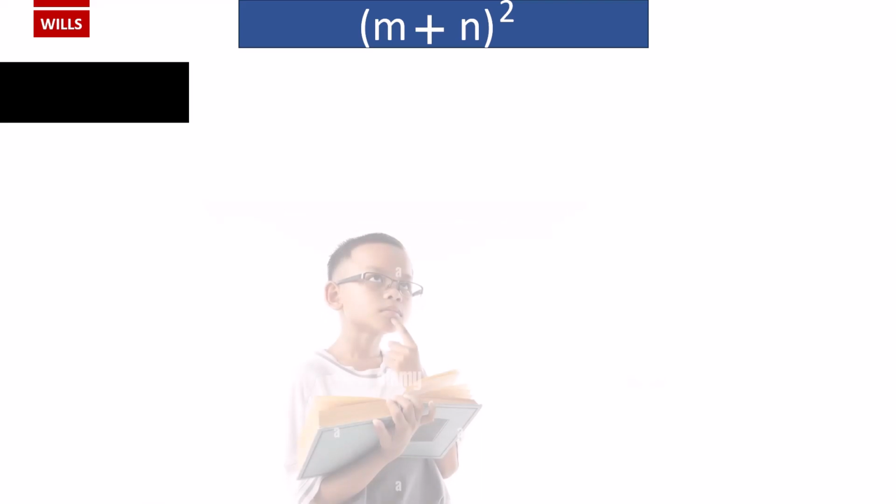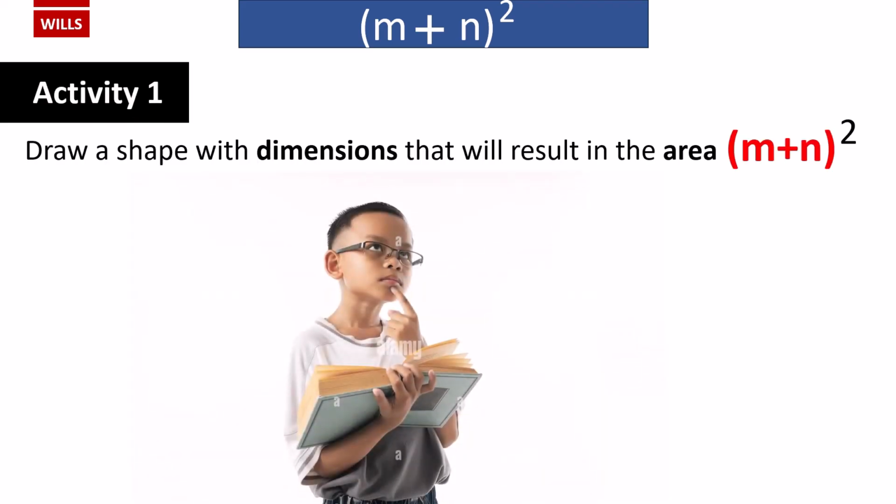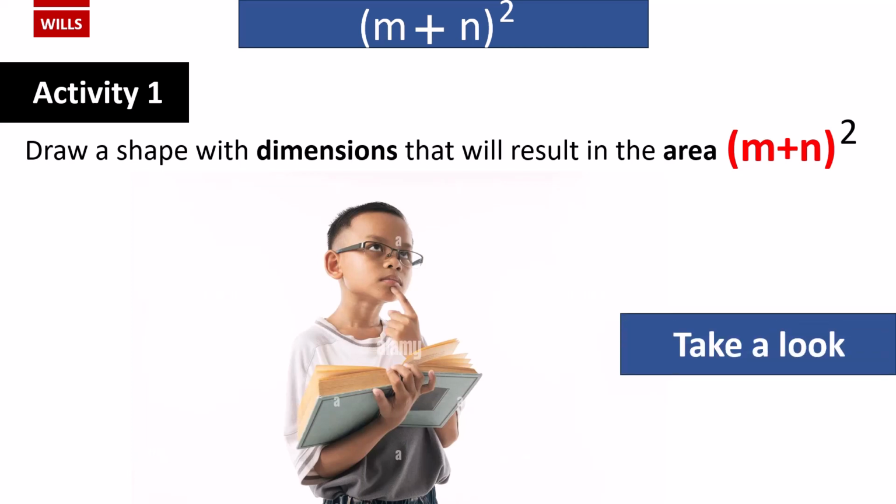Now take a look at this. Activity 1. Can you think of any shape that will give us an area of m plus n all squared? Remember, when we had a square of length m, we had an area of m squared. And when we had a square of length n, we had an area of n squared. Now, how do we get a square that will result in an area m plus n all squared? Take a look.